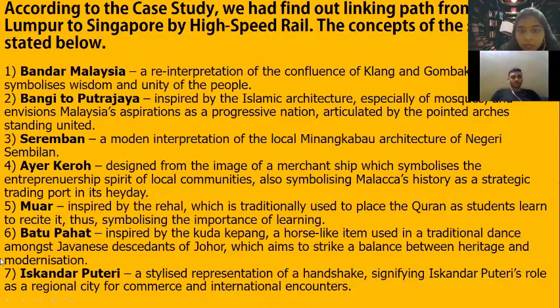So according to the case study, we had found out the linking path from Kuala Lumpur to Singapore by high-speed rail. The concept of the stations are stated below. First is Bandar Malaysia. Why we choose Bandar Malaysia is because it is a reinterpretation of the confluence of Klang and Gombak rivers, which symbolize wisdom and unity of people.